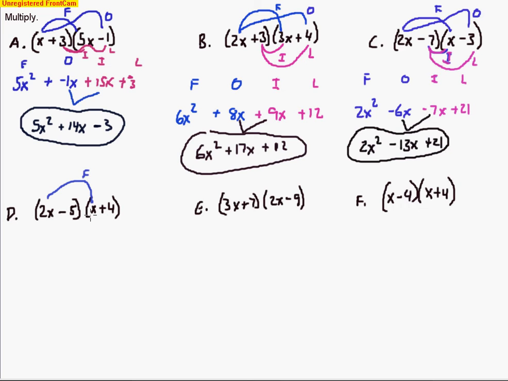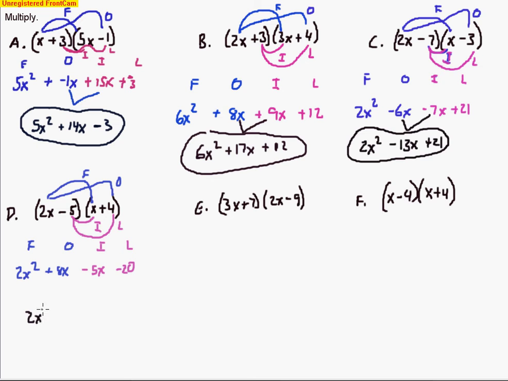So 2x times x are the first terms. That makes a 2x squared. Outside terms are the 2x and the 4, and that gives me a positive 8x. Move on to the inner terms. We have a negative 5 and an x, and that gives me a negative 5x. And the last terms are a negative 5 and a positive 4, and that makes a negative 20. So our prediction is correct again.